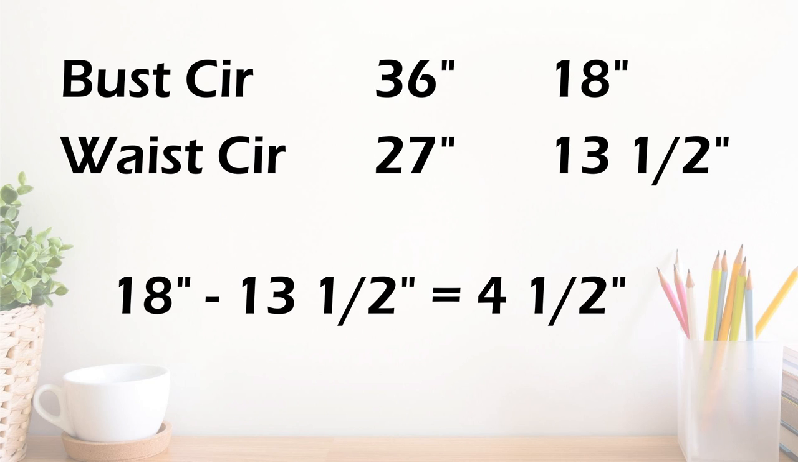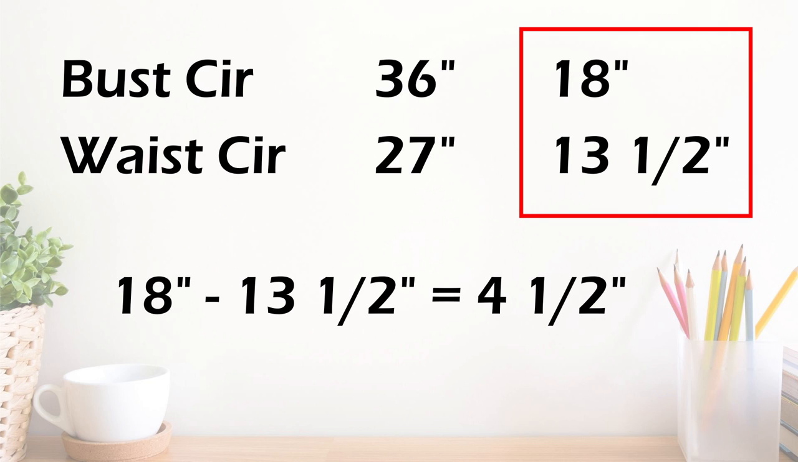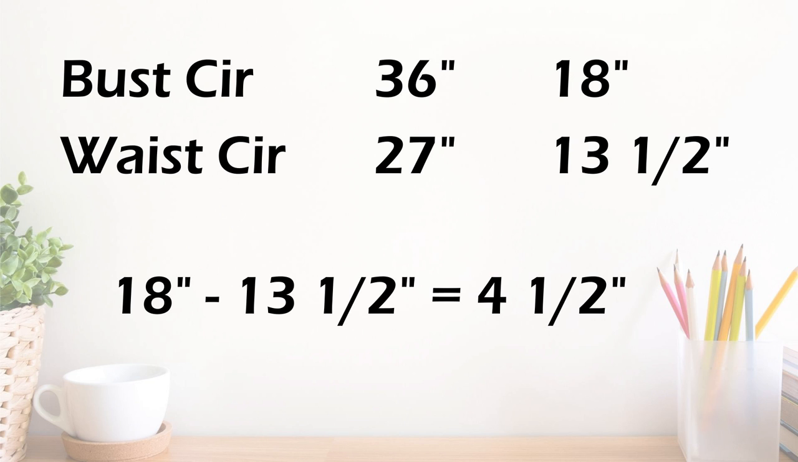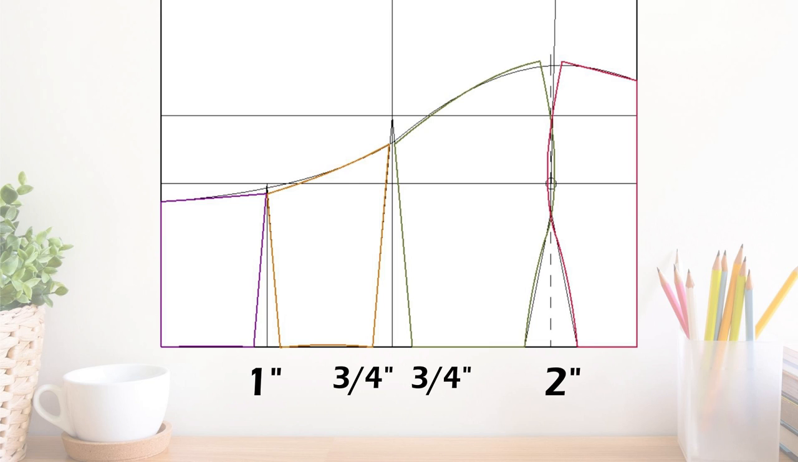Here's an example. Bust circumference is 36 inches, waist is 27 inches, and these are the half measurements. The difference between them is 4.5 inches. I'm going to take out 1 inch at the back, 3/4 of an inch on each side of the side seam, and 2 inches at the front. Let's draw a side seam first. Measure 3/4 of an inch on each side and draw the new side seam.